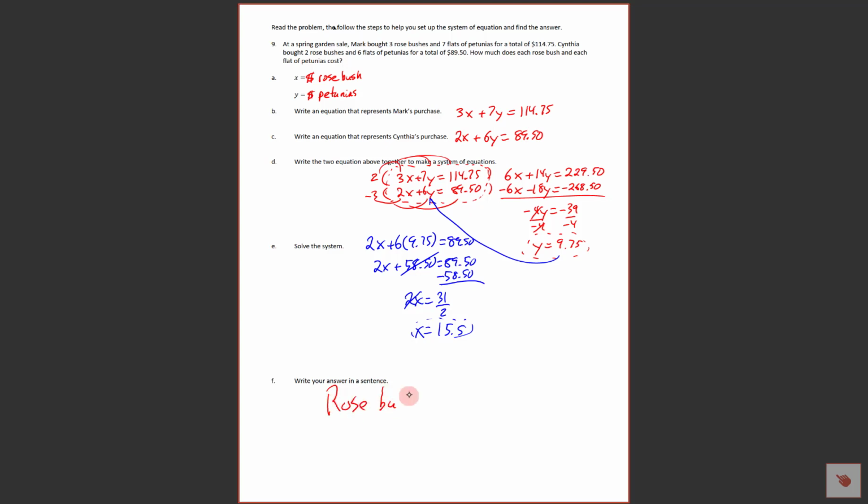Rose bushes cost $15.50. I'll make my 5 look like a 5. Okay. And what do we say for petunias? So petunias are $9.75. And these are flats of petunias, I'm not much of a gardener. Okay, so there's our answer. So long problem, but we can handle that. Let's go ahead and take a look at the next one.